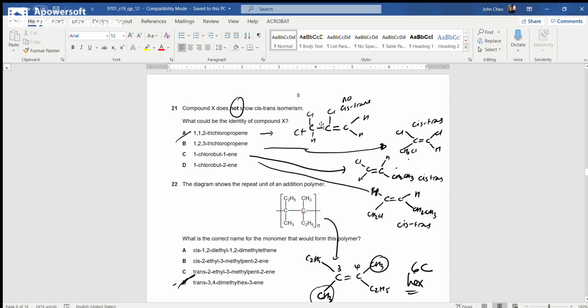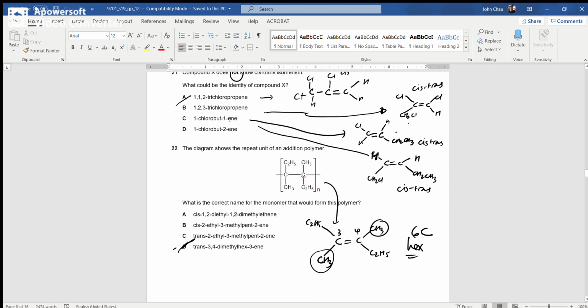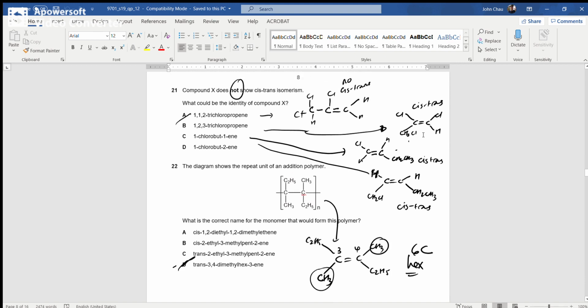The double bond is supposed to be here. And of course if you put the double bond here, the hydrogen here is removed. But when you put it here, there will be no cis trans because there will be two Cl here. The second one, 1 2 3 trichloropropene, so I already drew the structure.